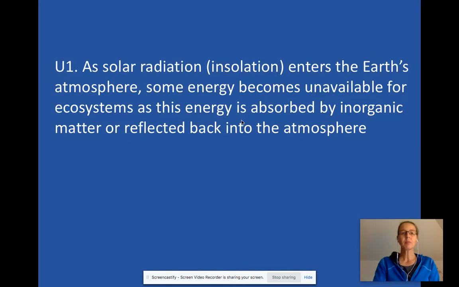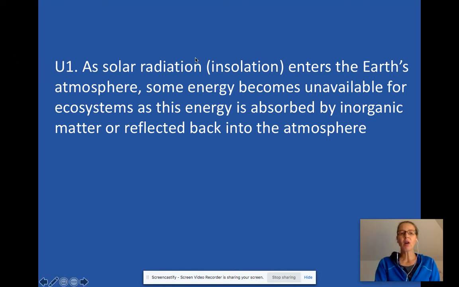So this is one of the first understandings that IB put out there. It's when solar radiation, another name for that is insolation, when that enters the Earth's atmosphere, not all of it is actually going to come down to the Earth and be able to be used by plants and turn into plant biomass. Because we know in photosynthesis, plants are taking sunlight energy and they're turning it essentially into chemical energy in the form of biomass in glucose organic molecules.